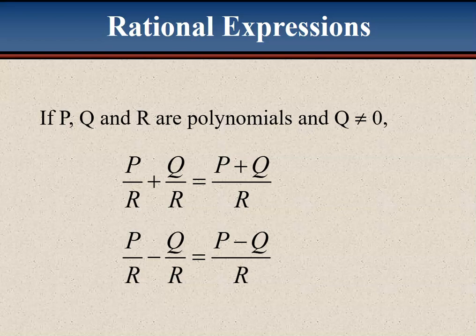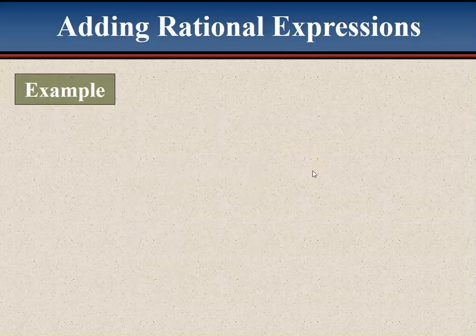For example, we have p over r plus q over r equals p plus q over r. And then we have p over r minus q over r, which will give us p minus q over r. Okay, so therefore you don't need to find the least common denominator for these problems.